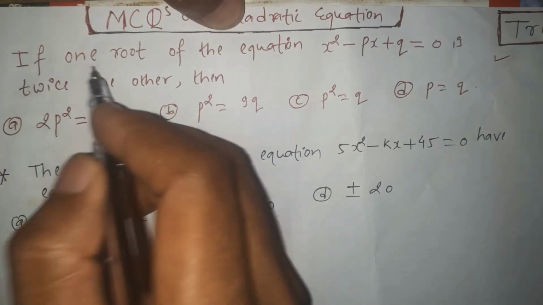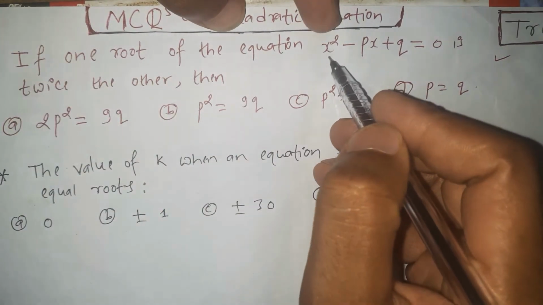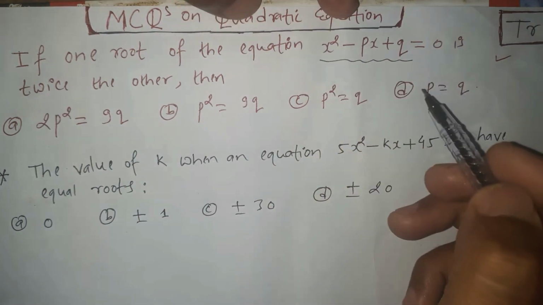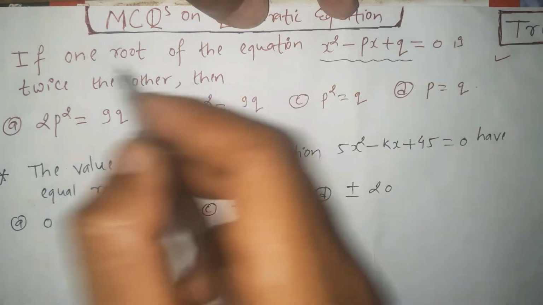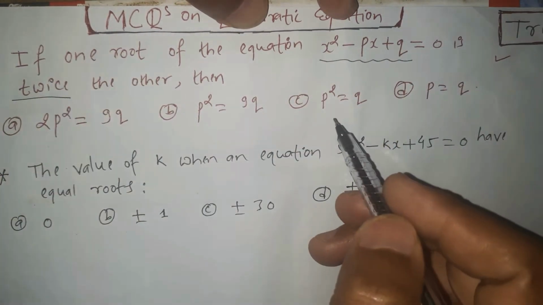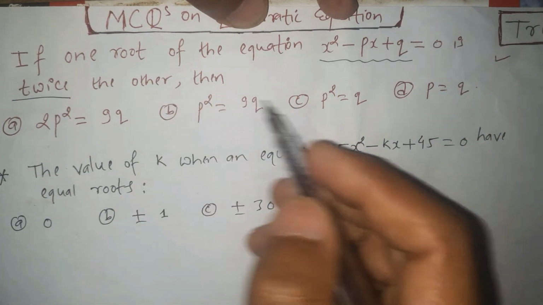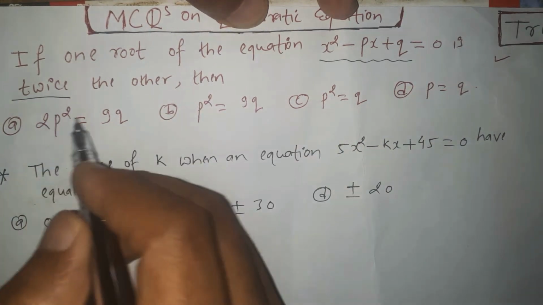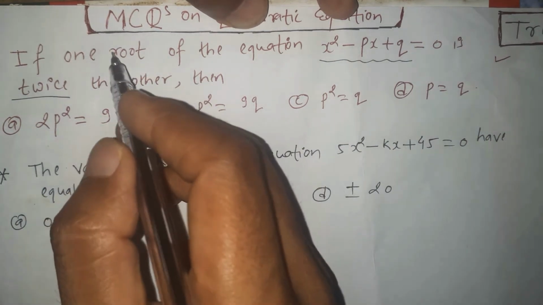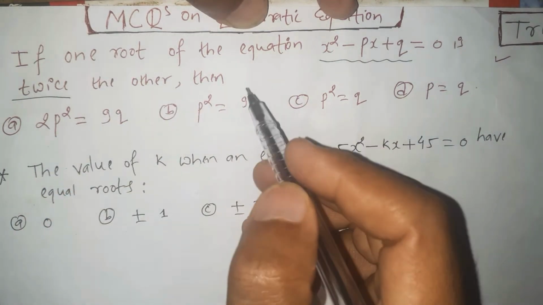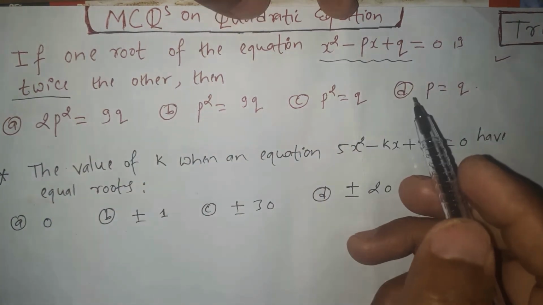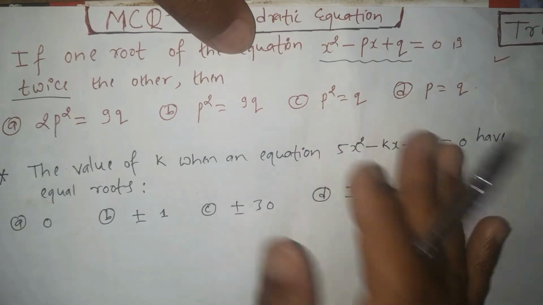Here the question is: if one root of the equation, here one quadratic equation in the variable x, if one root of this quadratic equation is twice the other root, then we have to derive the relation between p and q. The condition is one root is twice the other root of this quadratic equation, and we have to find the relation between p and q.